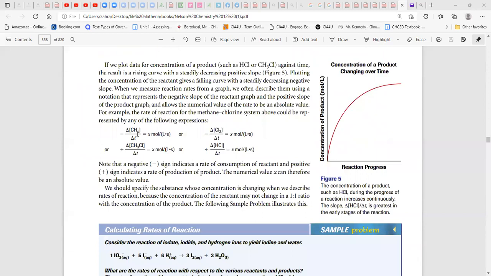So for the reactant, the change in concentration is going to be negative, so the rate of reaction will be negative. For the product, on the other hand, the rate of reaction will be positive because the product will increase constantly, right? Note that the negative sign indicates the rate of consumption of the reactant. Positive is the sign of the rate of production of the product.